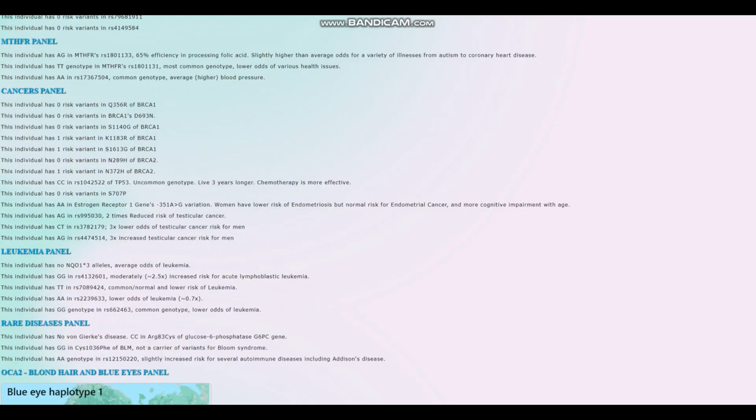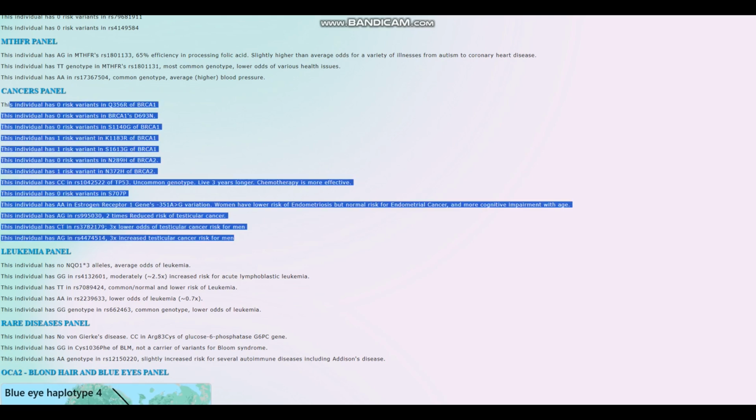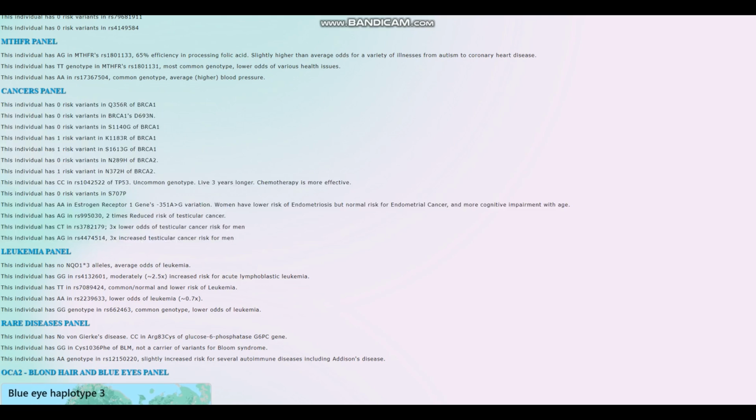All right. Now, when it comes to cancers, it looks like he's got some genotypes for reduced risk of testicular cancer. Three times reduced risk of testicular. Yeah, it's pretty good. Probably doesn't have testicular cancer. I wrote here on the screen the most important variations for breast cancer and testicular cancer. For some reason, I put this down here. It doesn't play a role in polygenic risk scores.